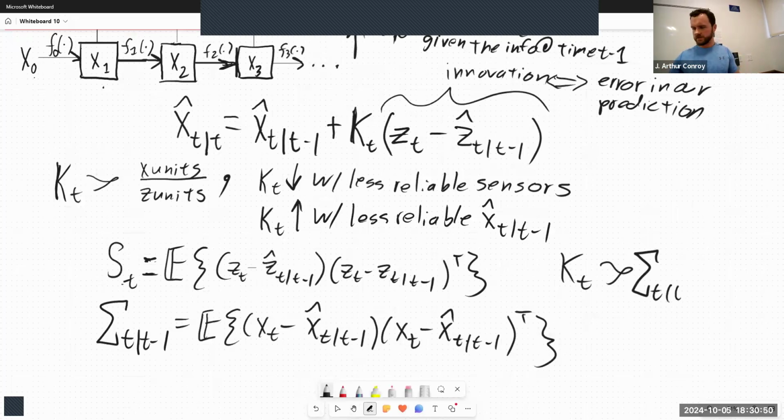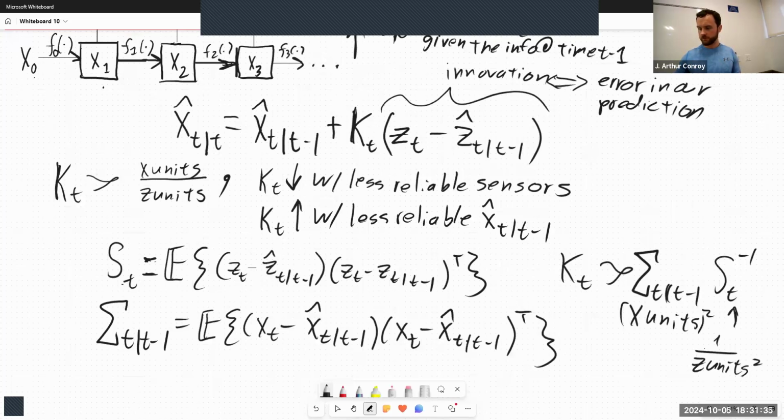No, I mean, this shouldn't be too much of a lecture. This should be something you participate in a little more. All right. So what we're saying is the gain is going to be proportional in some sense to the covariance of our error in our prior estimate, and inversely proportional to the covariance of these innovations, right? And notice this is going to have what kind of units? The X units squared. This will have what kind of units? This will have 1 over Z units squared, right?